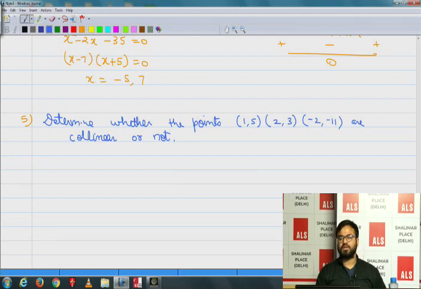You can check the collinearity by distance formula or by the area of triangle, whatever you think is easy. Very good. These are not collinear. So by which method you have done? Area of triangle or the distance formula?